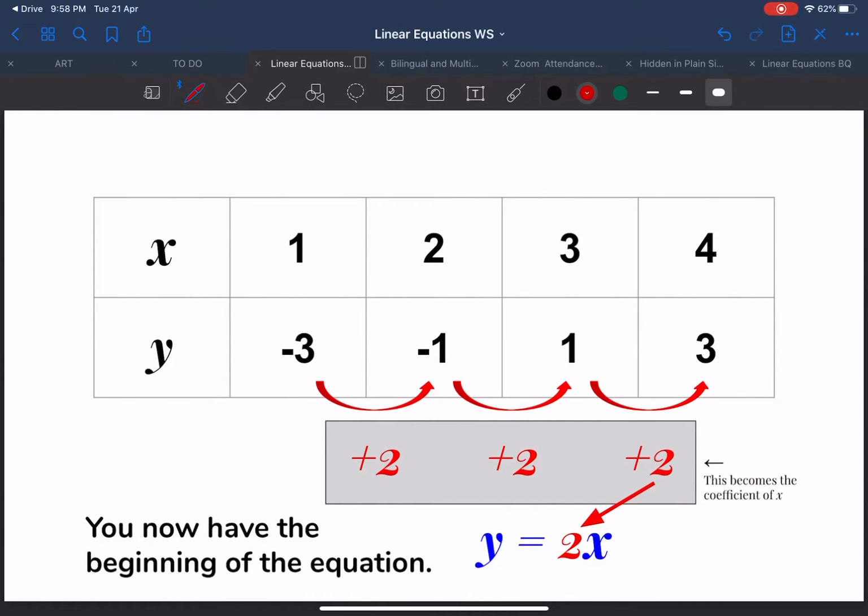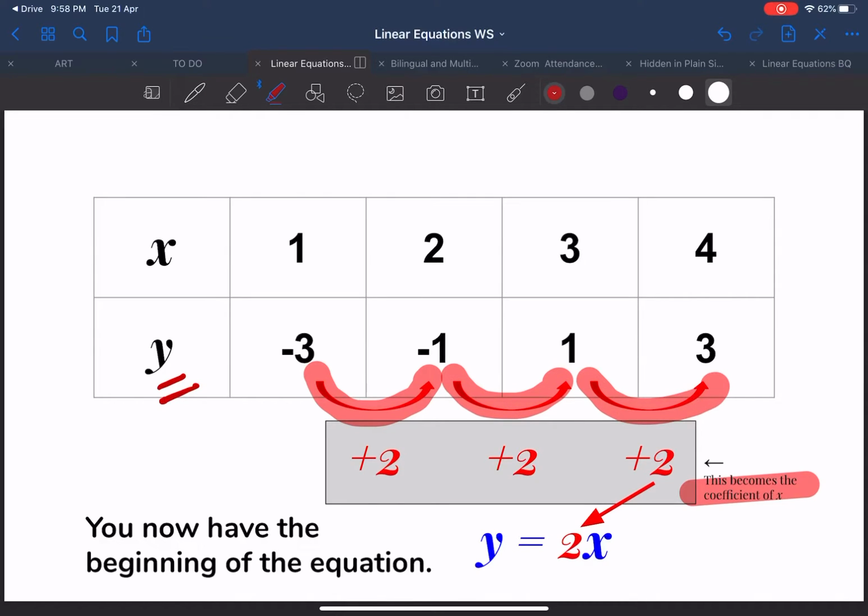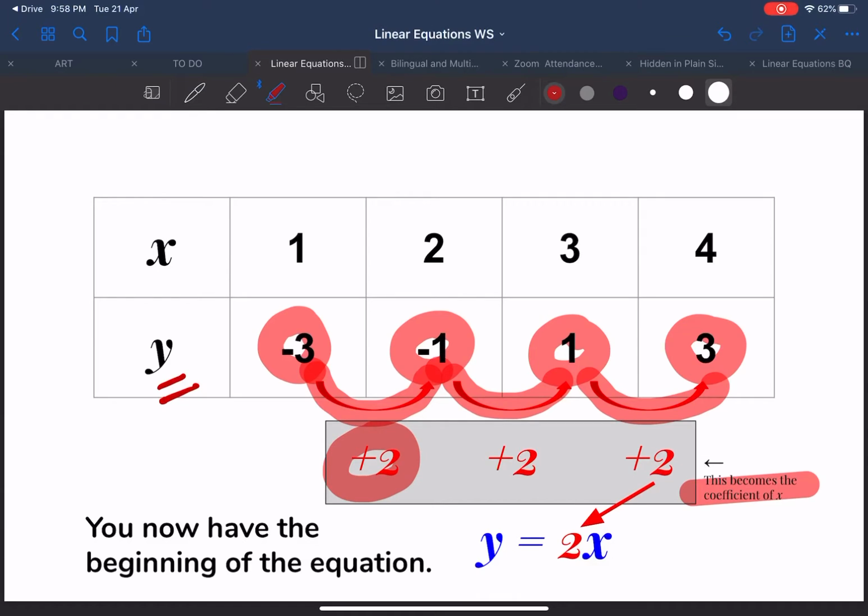Now, you have the beginning of the equation. The difference or the pattern in y becomes the coefficient of x. So over here, it becomes the coefficient of x. So notice again, the pattern from one term to the next. Remember, a term is this one. That's one term, that's another term, that's another term. Remember your vocabulary. So the pattern from one term to the next term is +2.